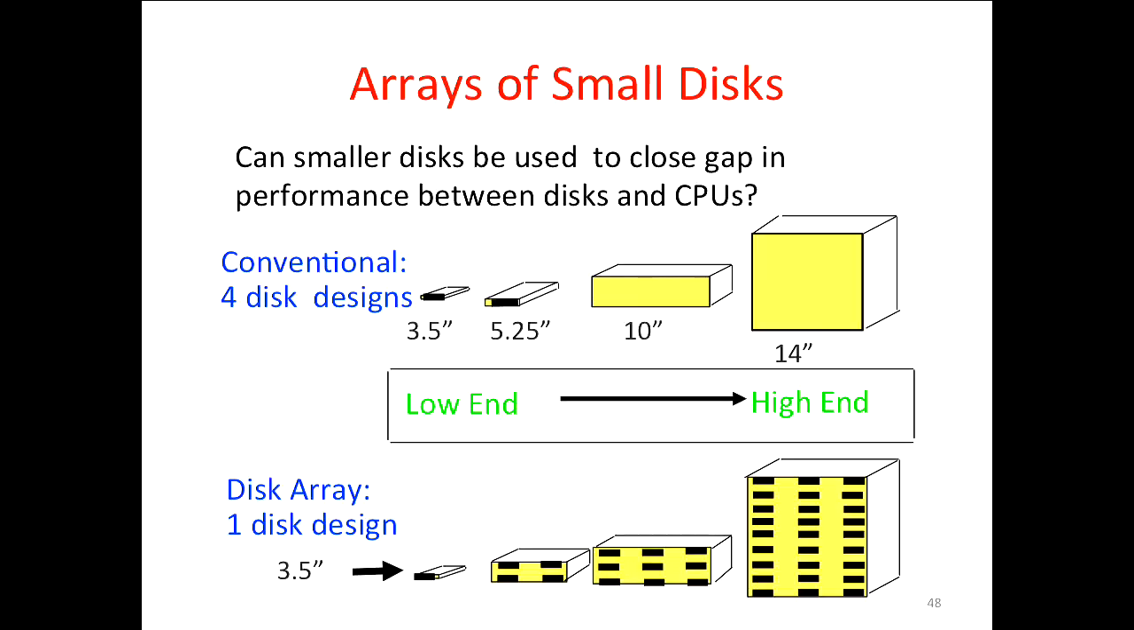If you look at the different form factors, the big high-end machines use something like 14-inch disks, 10-inch disks. These days, 3.5-inch are the big drives and 2.5-inch are the small ones. But it used to be 5.25 and 3.5. These were the big mainframe designs.